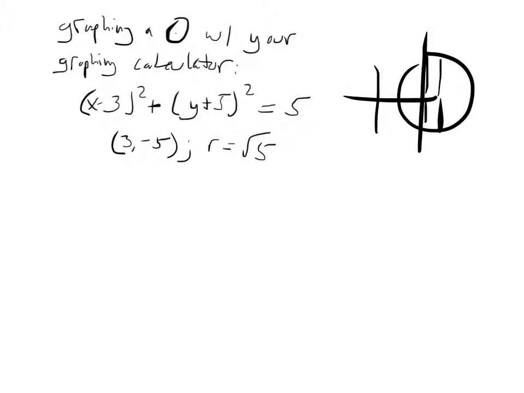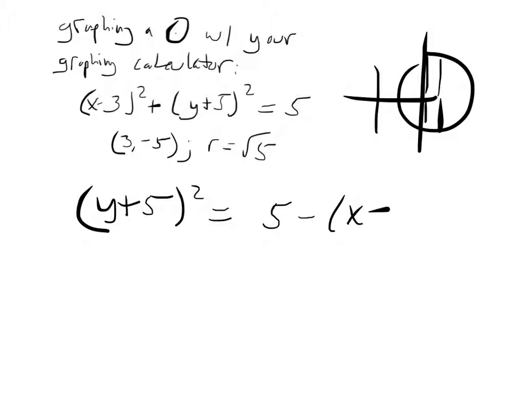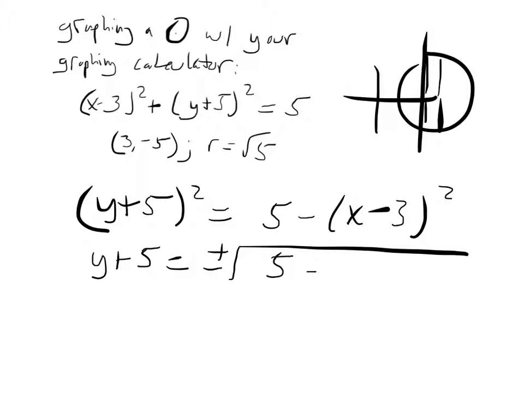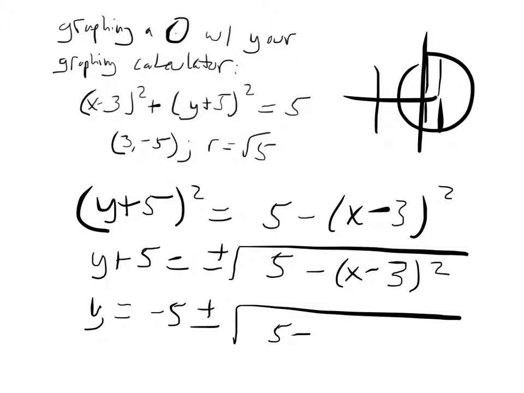I can do that by saying y plus 5 quantity squared, moving the x minus 3 squared over to the other side, equals 5 minus x minus 3 quantity squared. And when you take the square root of both sides of an equation, you need to make sure you take a plus or minus on one. Aha, there's where my two y values come into play. Solving for y, I get y equals negative 5 plus or minus the square root of 5 minus x minus 3 quantity squared.